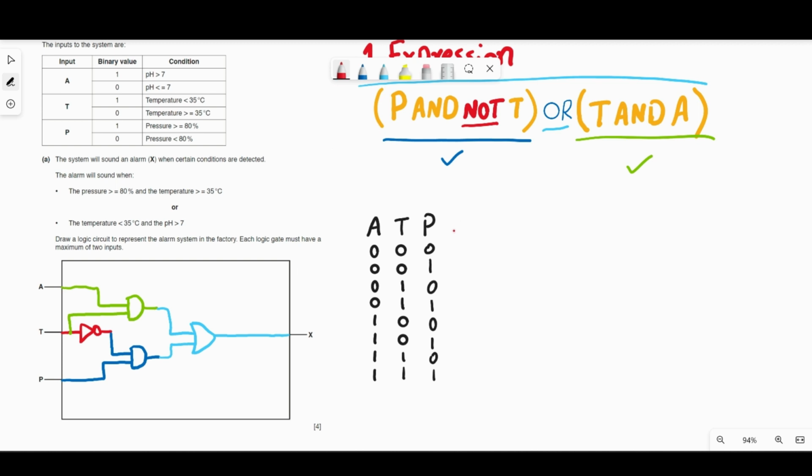Okay, not T: 1, 1, 0, 0, 1, 1, 0, 0. This is the T. Okay, then we need to solve out the brackets now.